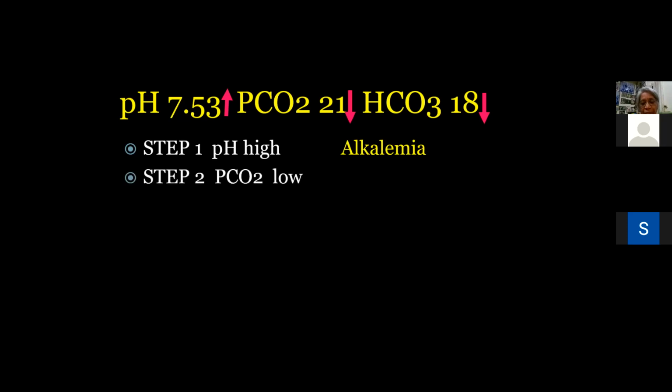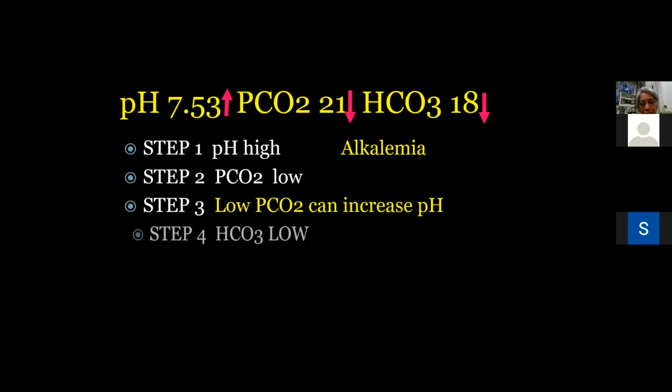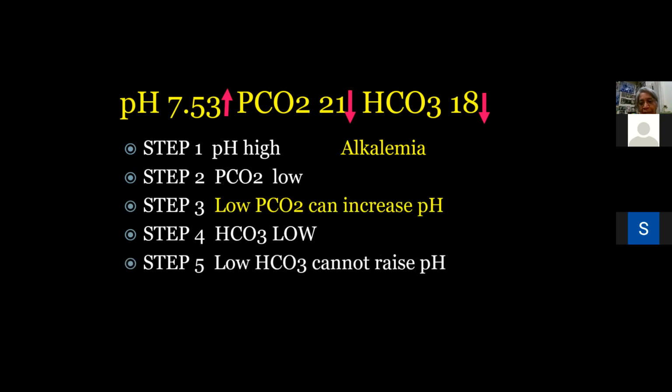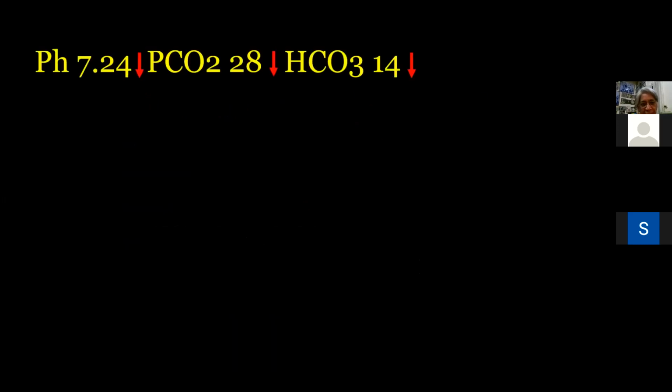So you find PCO2 is low. So low PCO2 can increase pH. Now we know that the bicarb is also low, but the low bicarb cannot raise the pH. So here your primary problem is the respiratory alkalosis. So these are simple acid-base disorders where only one, either PCO2 or bicarb, can explain the change in pH, and the other is the compensatory mechanism. And both PCO2 and bicarb move in the same direction.